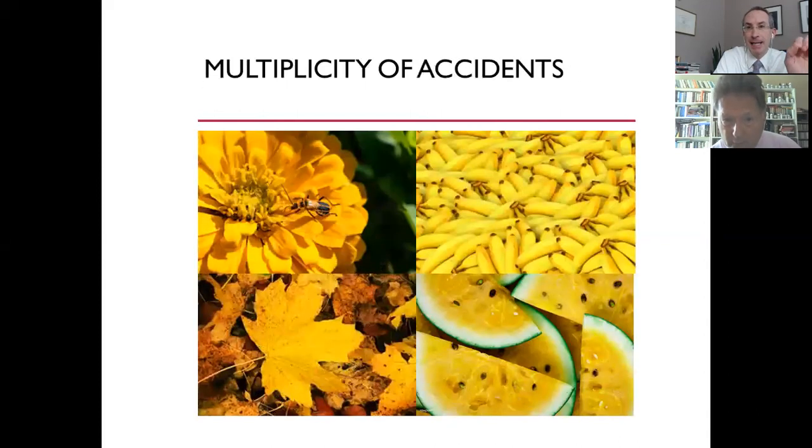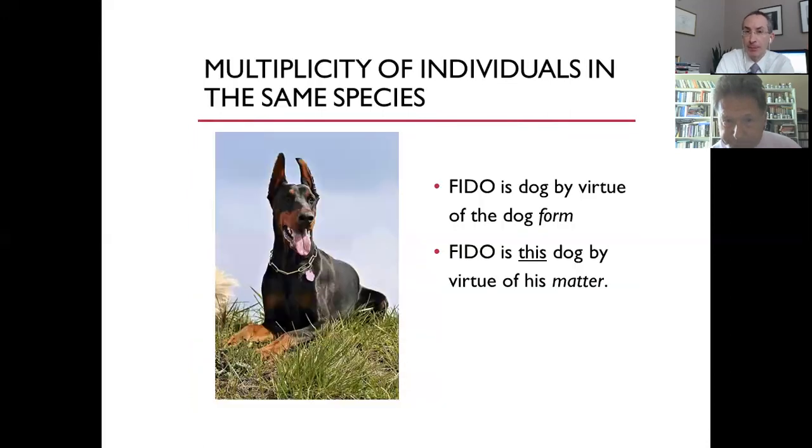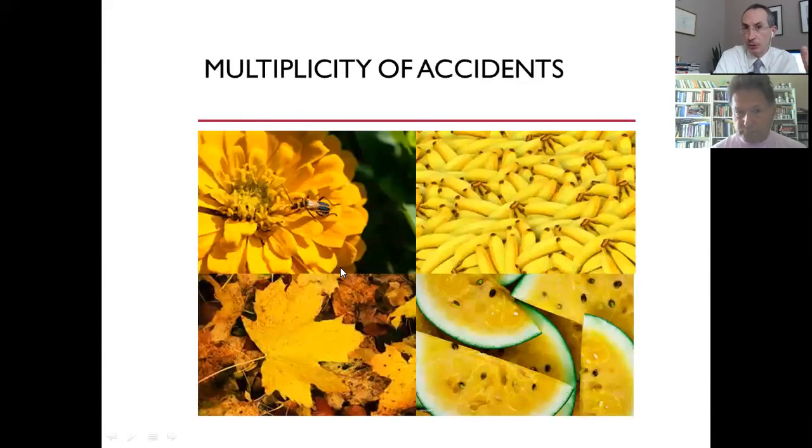Okay. And so that goes for accidents as well. Okay, so here I'm giving an example about substantial form, right? The dog form is a substantial form. The substantial form of dog makes Fido be a dog. But there's also a multiplicity of accidents. Okay, there is yellow being here in the banana, or in the flower, or in the bee, or in the leaf, or in the watermelon. Okay, but they're all yellow. They're all yellow, but there's this yellow and that yellow and so forth.